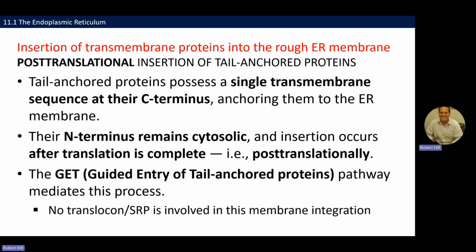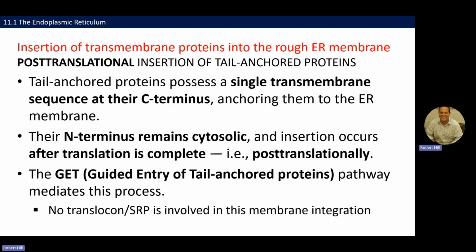Okay, so that's all the co-translational targeting stuff. That's about as bad as all this gets. Now, to create transmembrane proteins, you can also do this post-translational method. I'm not requiring that you guys learn the pathway and the proteins, right?